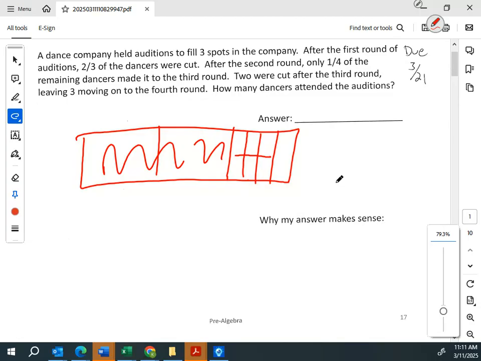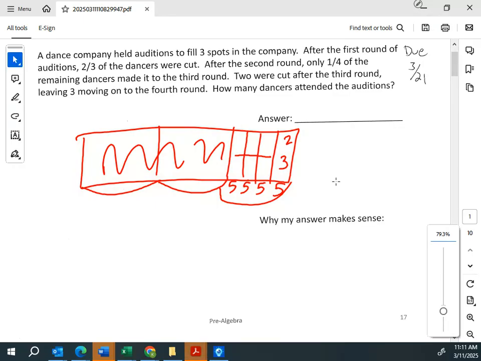And it says 2 were cut and 3 moved on to the fourth round. So how many is that all together that made it to that round? 5. I had 4 sections that were the same amount. So I can fill in those spots. Then this whole section was the same amount as this, was the same amount as this. So I can figure out how many were in each section. So we want to know the total amount all together.